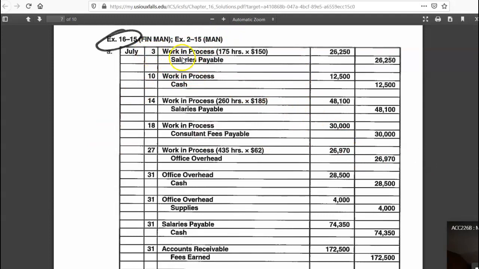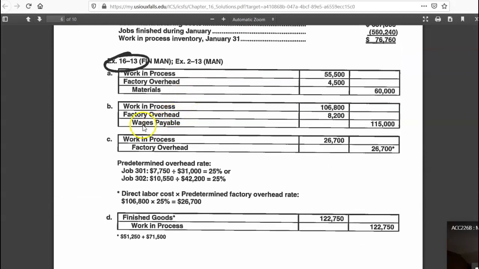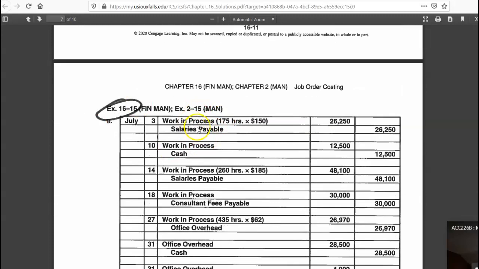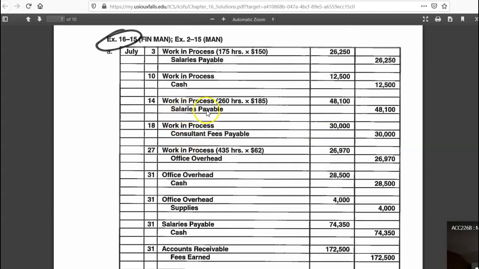So July 3, of course, this would be what? If you think about this one right here, wages payable, salaries payable, it's going to the job. There's nothing going to overhead. So this is all direct labor. Here again, we are paying for something that's going to get charged to the job. Again, some more wages going to the job, all direct. Here again, all consultant fees or salaries, whatever, that's all the same, all direct going to the job.